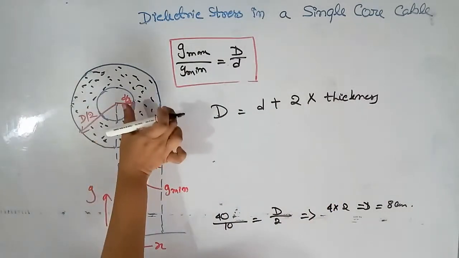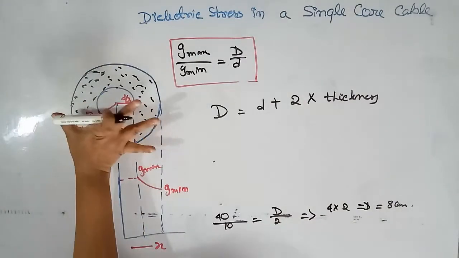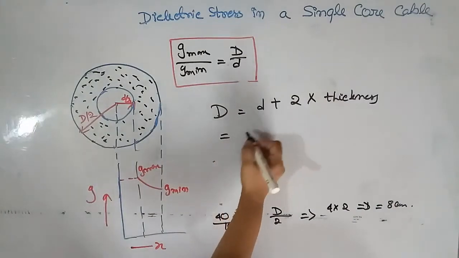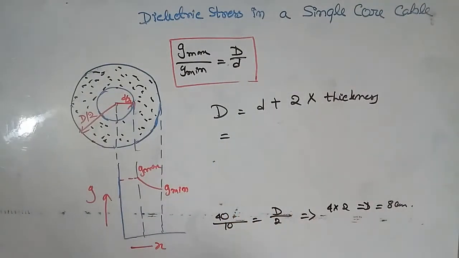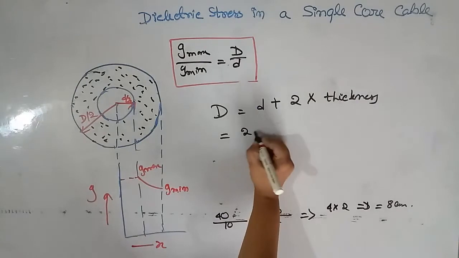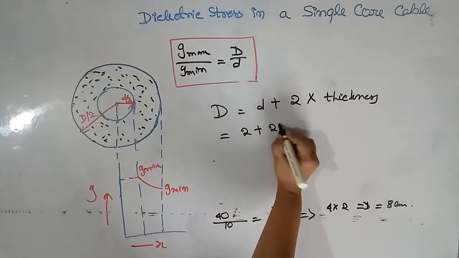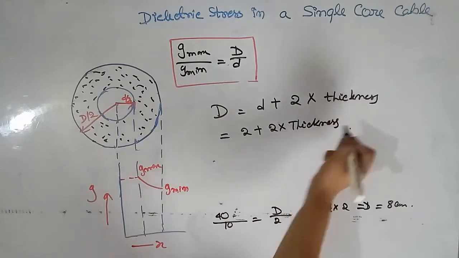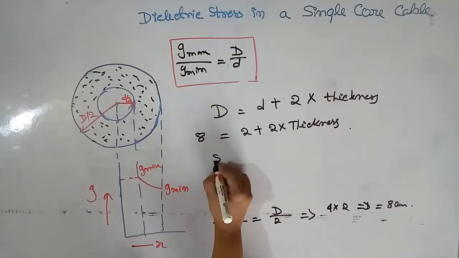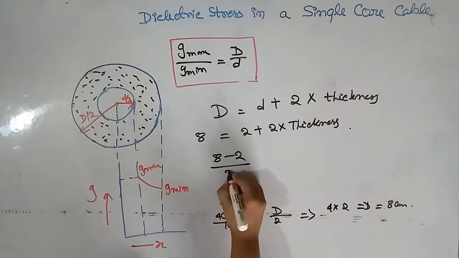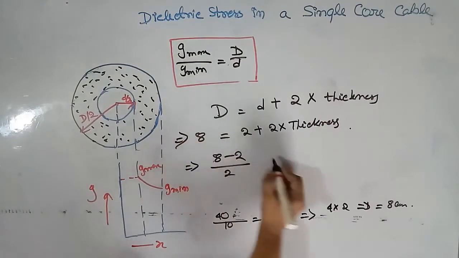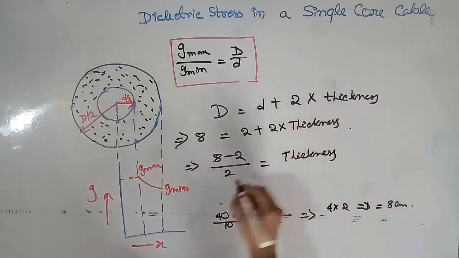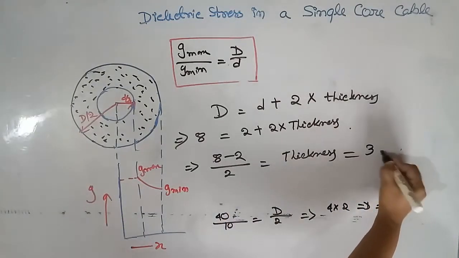Small d plus thickness of this side plus thickness of this side is the thickness of the sheet. So d is already given, that is 2, plus 2 into thickness, and capital D we just calculate the value, that is 8. So thickness is (8 minus 2) by 2, that is our thickness, which is 3 centimeter.